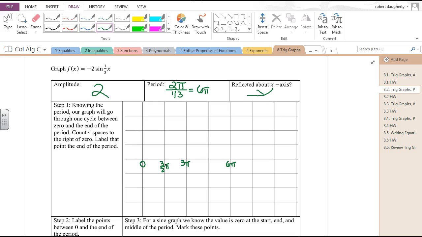3 plus 1.5 is 4.5. 4.5 is another way of writing it, is just 9/2 pi. You could write this as 4.5 pi. Same thing.